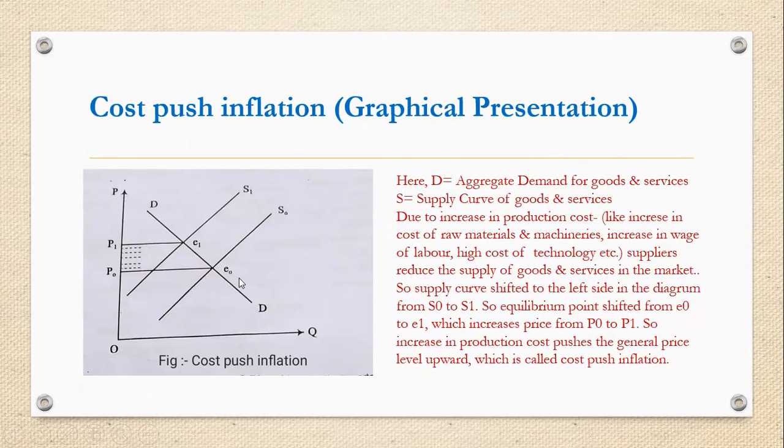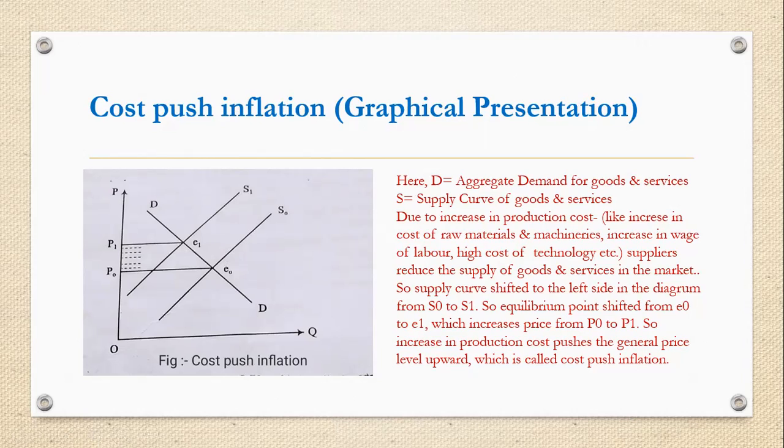This is explained here. Here D equals aggregate demand for goods and services, and S is the supply curve of goods and services. Due to the increase in production cost, like increase in cost of raw materials, machineries, wage of labor, high cost of technology, etc., suppliers reduce the supply of goods and services in the market. So the supply curve shifts to the left in the diagram from S0 to S1. So the equilibrium point shifts from E0 to E1, which increases price from P0 to P1. So increase in production cost pushes the general price level upward. That's why it is called cost push inflation. So hope you have understood how increase in production cost accelerates the general price level, and this is called cost push inflation.